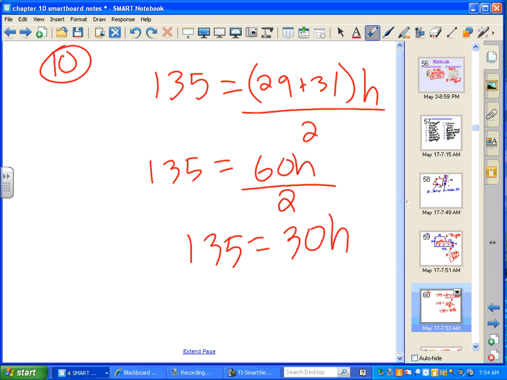Yeah, don't do that. If you're going to get rid of the 2 first, you could multiply both sides by 2, but don't divide. It's just this side divided by 2. Remember, area equals base 1 plus base 2 times height divided by 2, not the other side. Okay, Gio? Oh, 4.5.